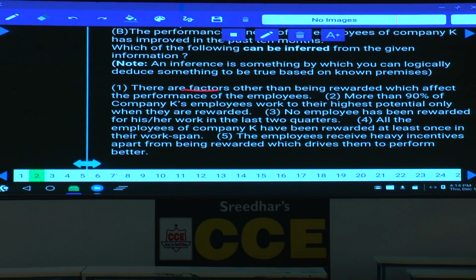And the second one, more than 90% of the company's employees work to their highest potential only when they are rewarded. Then no employee has been rewarded for his or her work in the last 2 quarters. Isn't last 2 quarters nothing but 6 months? In the last 6 months, no employee has been rewarded. We can definitely conclude this one or not.